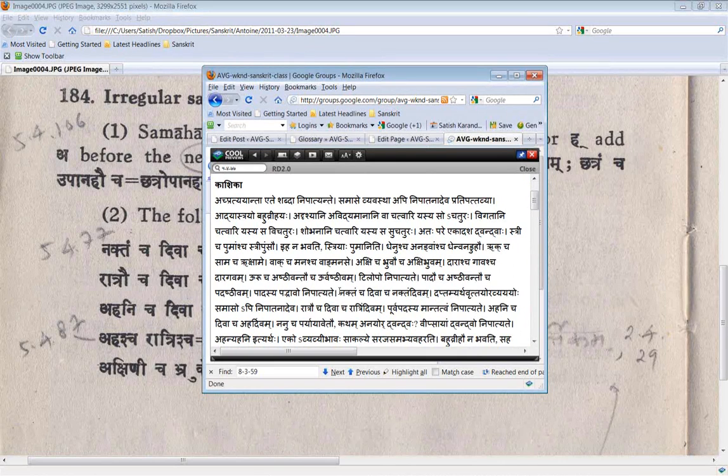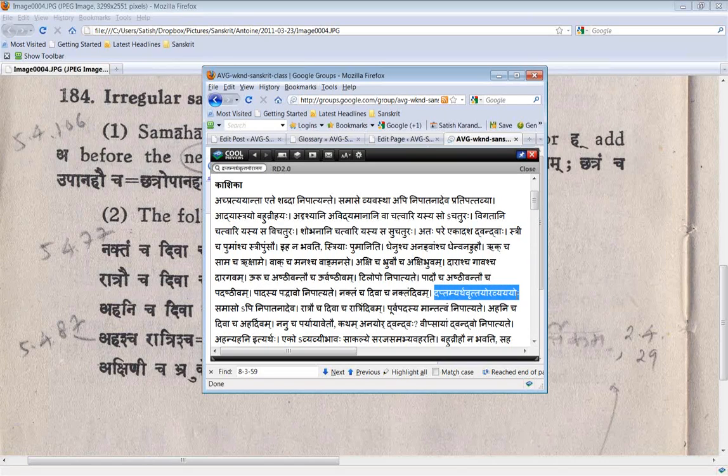Naktancha divacha, let's take only one for today. Naktandivam. He says, saptamyartha vrittayoh avayavayoh samaso api nipatana deva. So these are the meanings of saptami. Naktam means at night, and divam is also during the day.